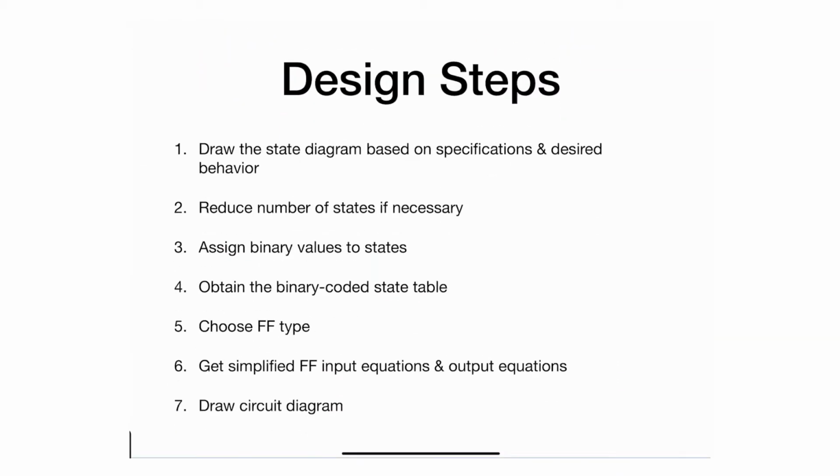The design of finite state machines, if they're simple, can be done manually. However, the larger and more practical ones that you might see in reality are usually done with CAD tools, like Vivado or Quartus. But understanding the steps that the CAD tool has to go through in order to go from specification all the way to implementation will be useful.